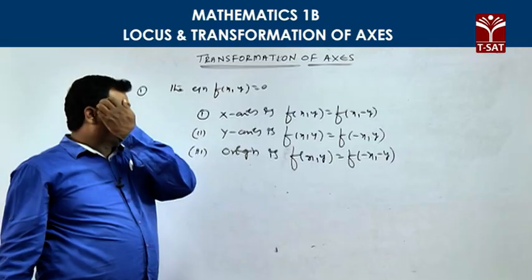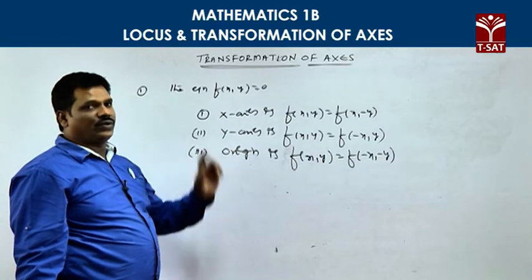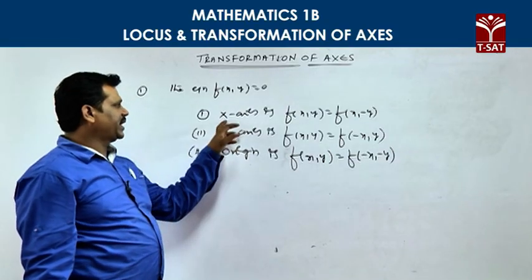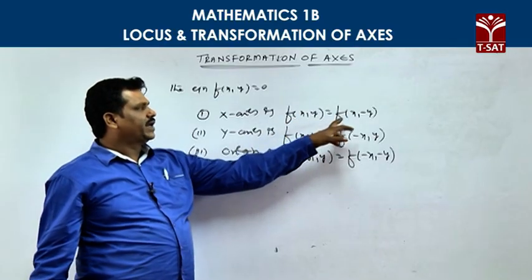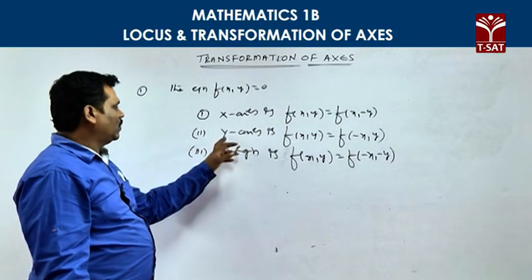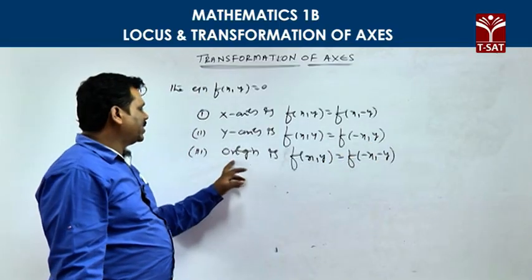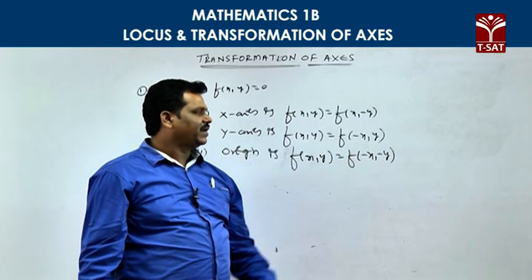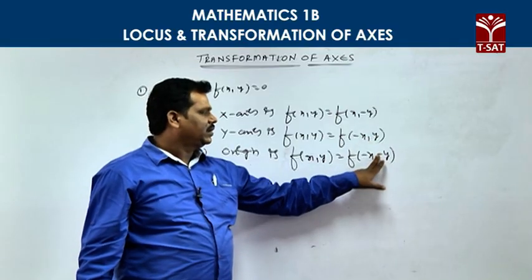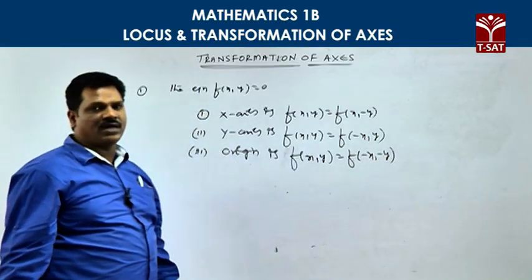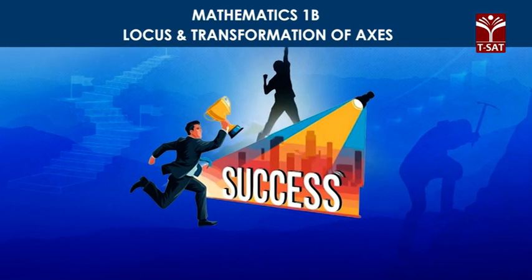So here the equation f(x, y) = 0 is symmetric about the x-axis if f(x, y) = f(x, -y), about the y-axis if f(x, y) = f(-x, y), and about the origin if f(x, y) = f(-x, -y). Okay, now let's start the problems.